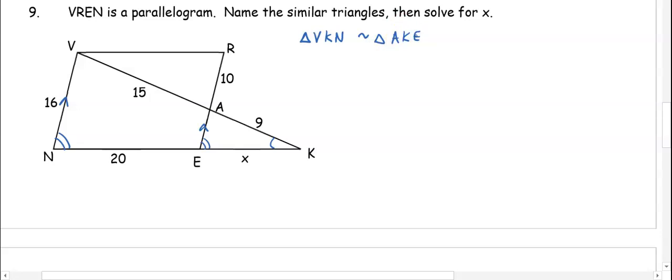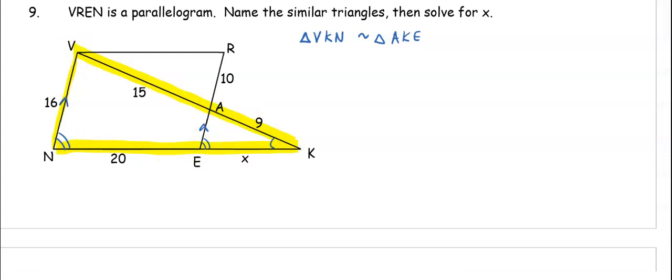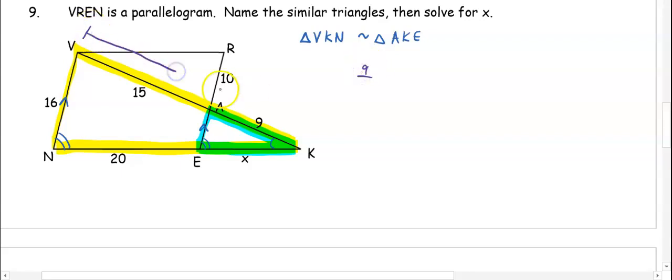So now we want to solve for x. If we're looking at our bigger triangle and our smaller triangle, the smaller triangle has two sides. It has 9 and x. So if we're going to use 9, the side that corresponds is this longer side. So we need the full length, which is 24.